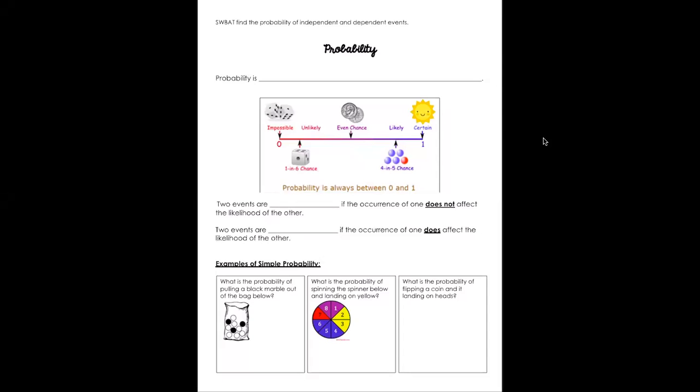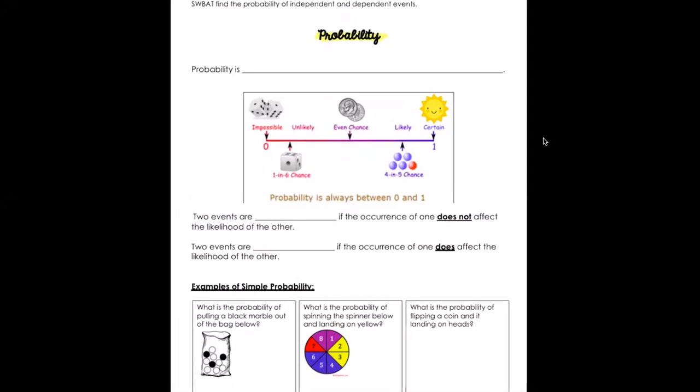Hello, everybody. Today's lesson is going to be about probability. Our lesson objective for today reads students will be able to find the probability of independent and dependent events. Your title for your page today is, of course, probability. And let's start by defining what that is.